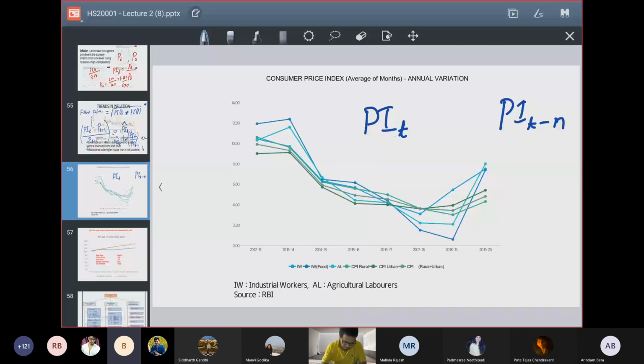Next, what we'll discuss is the other broad areas of inflation, that is, how inflation in India is measured.